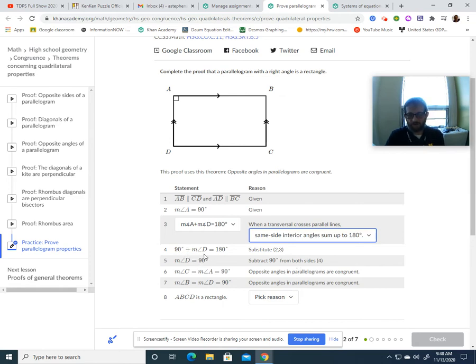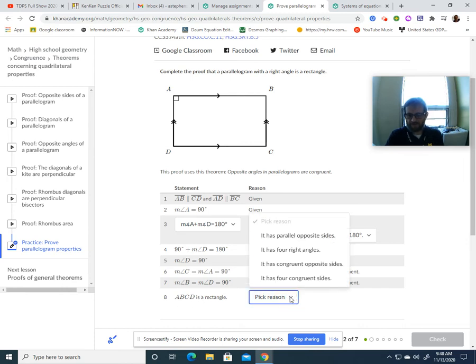Now, what they did here was they substituted 90 in for A, and then they showed that this has to be 90. And then it says, okay, C has to be equal to A because they're opposite angles in a parallelogram. B has to be equal to D because they're opposite angles in a parallelogram. And now we know that we have a rectangle because the definition of a rectangle is a parallelogram that has four right angles.